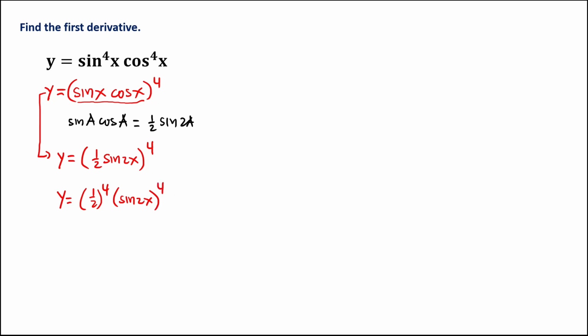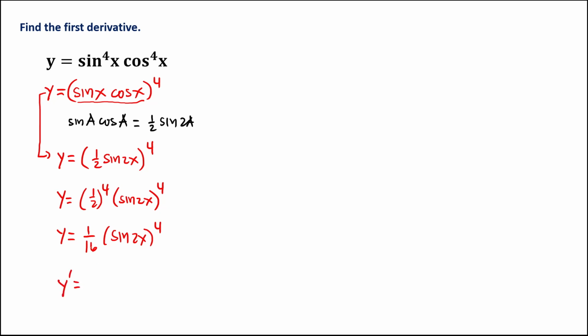power 4. And this becomes y equals, so this 1/2 to the power 4 is 1/16. So we have 2 times 2 times 2 times 2, then times sine 2x, then quantity to the power 4. Then this time we can find now the derivative.